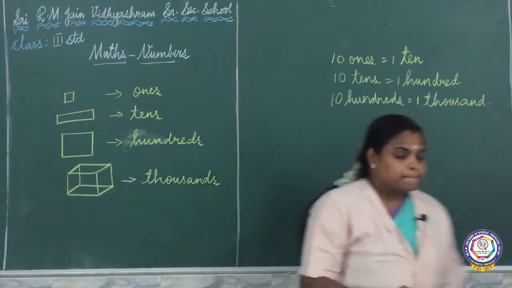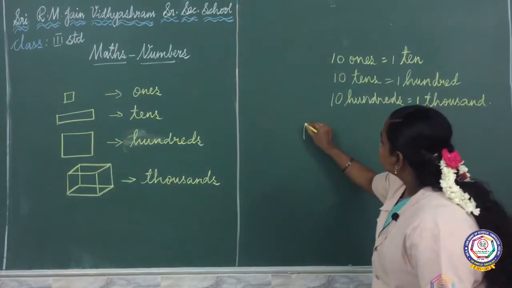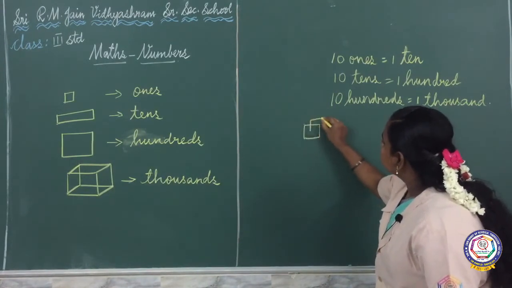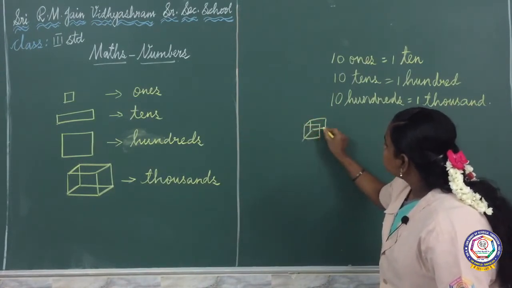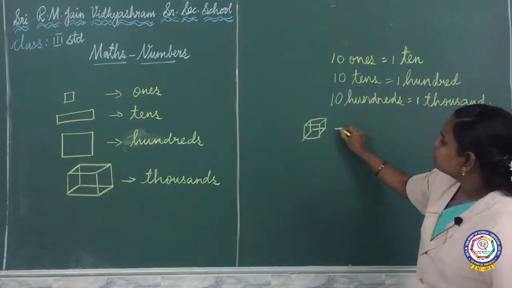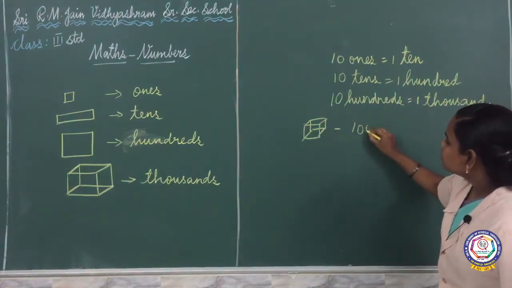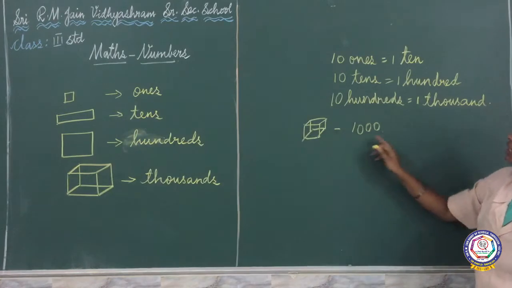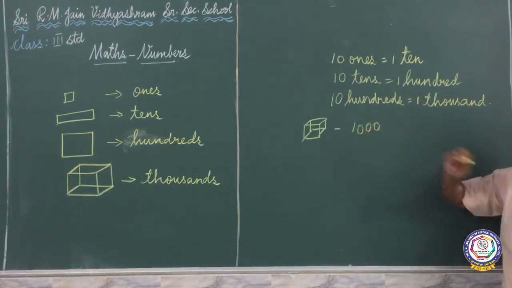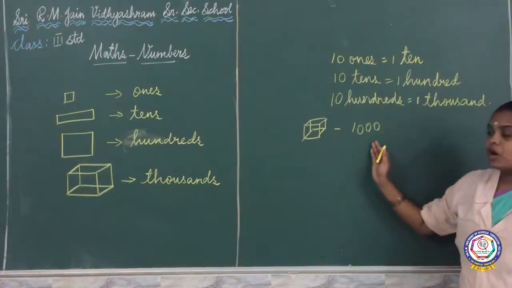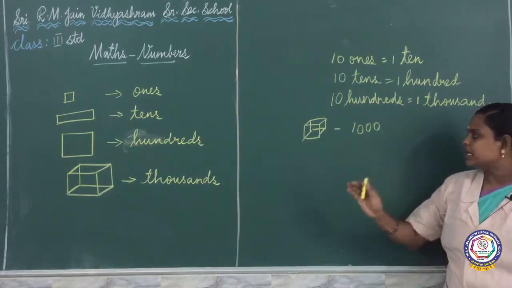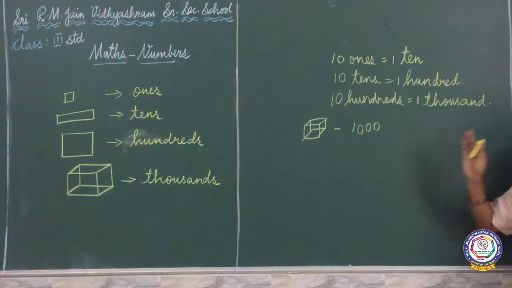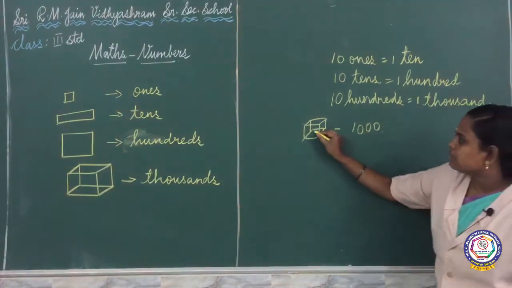See, this is equal to 1000. Here how many digits? 1, 2, 3, 4. 1000 is the smallest 4-digit number. Already I told you 1000 is the smallest 4-digit number.